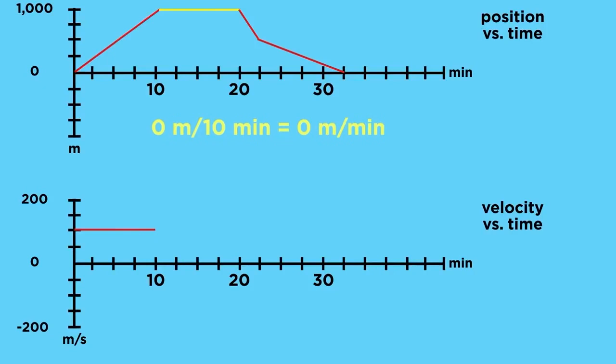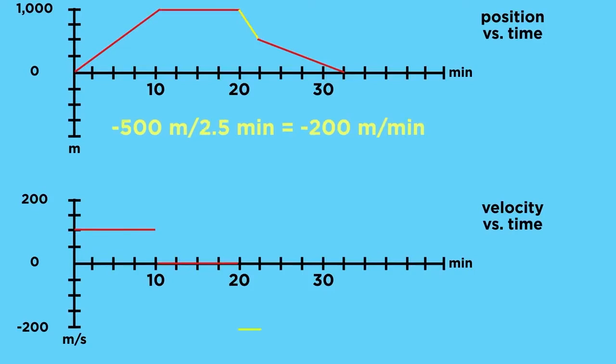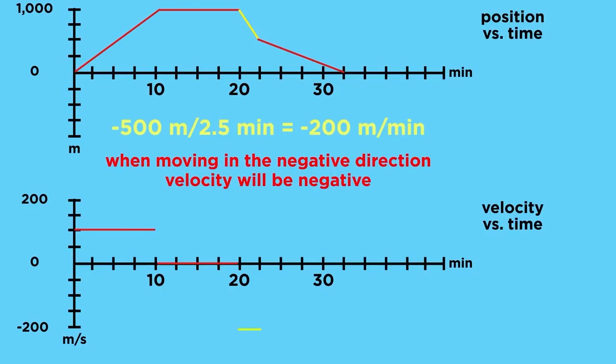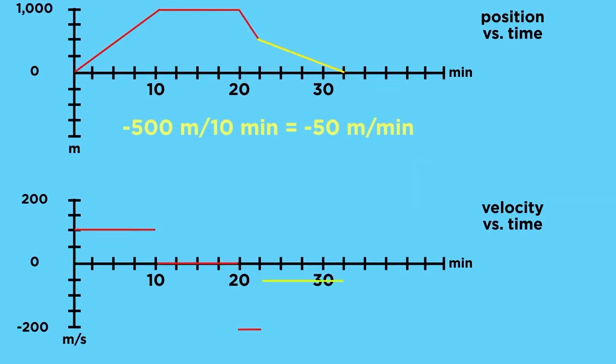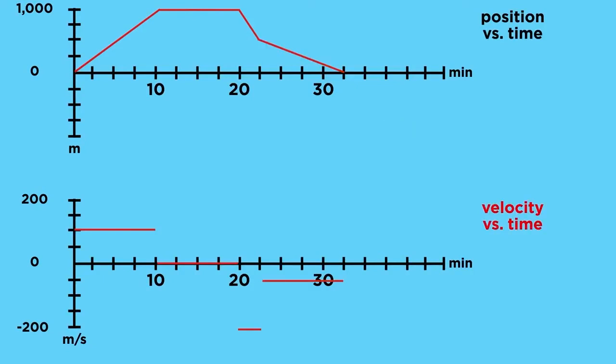Then you were at rest for 10 minutes, so your velocity was 0. We can draw another horizontal line segment for that time period right on the axis. Then you began moving in the negative direction, so you had a negative velocity. That sounds strange, but remember that velocity is different from speed in that we are also reporting direction. So here, if we went 500 meters in the negative direction over 2.5 minutes, you had a velocity of negative 200 meters per minute, which is down here below the axis. Then for the last 10 minutes, you had a velocity of negative 50 meters per minute, and there is our graph of velocity versus time.